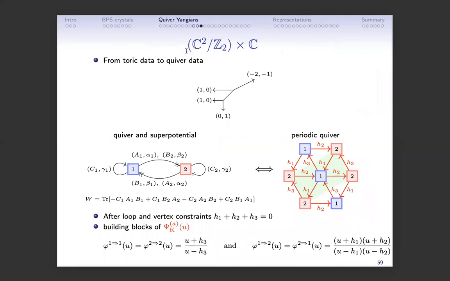I'll show that this works using the simplest example, which is C2 mod Z2 cross C. This is the quiver and the superpotential, and this is the periodic quiver. This looks almost the same as the GL1 case, except that now you have two different types of color. The vertex loop constraint again gives you h1 plus h2 is equal to 0. And then from this quiver, you can read off the building blocks of the charge function, which is given by these four bonding factors.